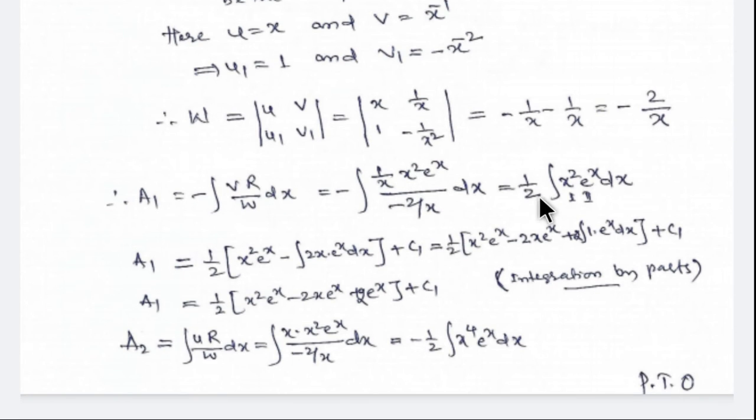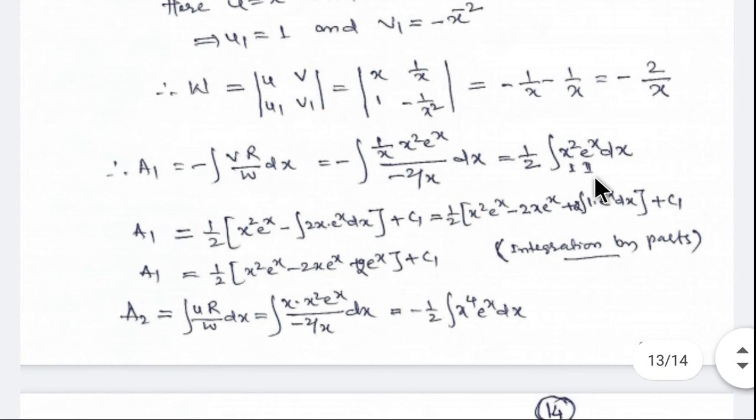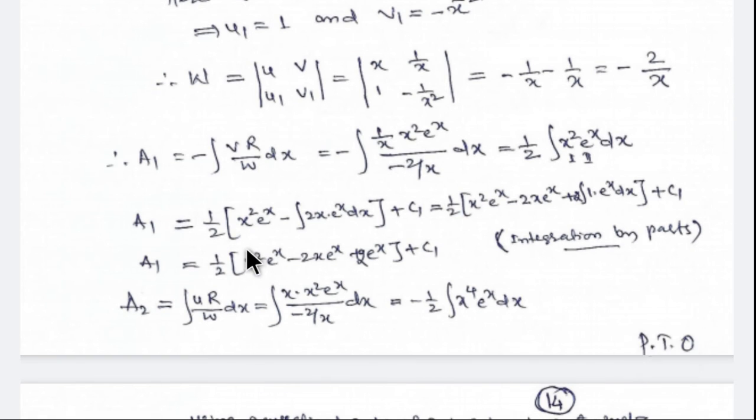After simplifying we get this is (1/2) ∫ x² e^x dx. Using integration by parts, first function is x², second function is e^x. So 1/2 keep as it is: first function into the integral of the second, e^x, minus the integral of the derivative of the first, 2x, into the integral of the second, e^x, dx, plus c1 you write.